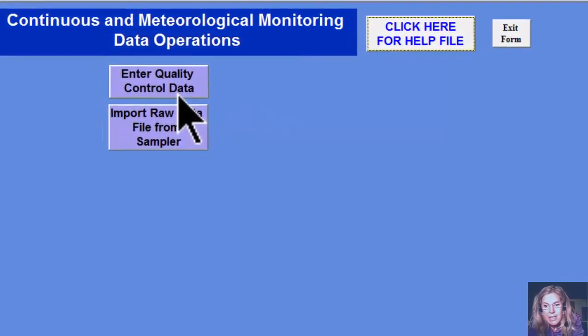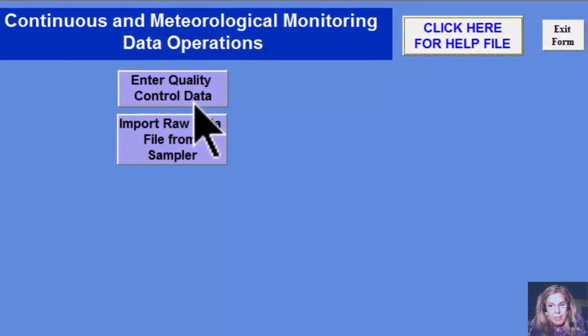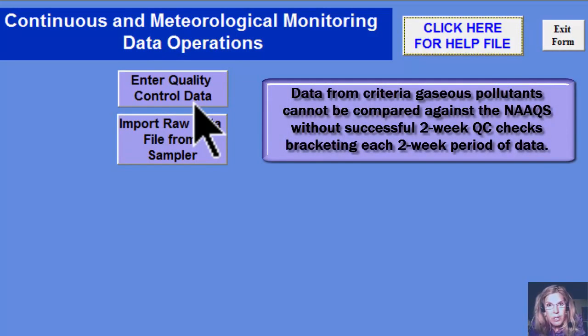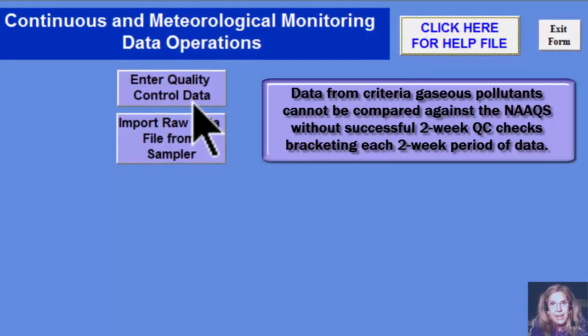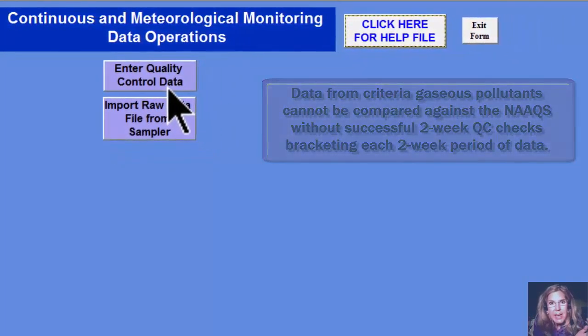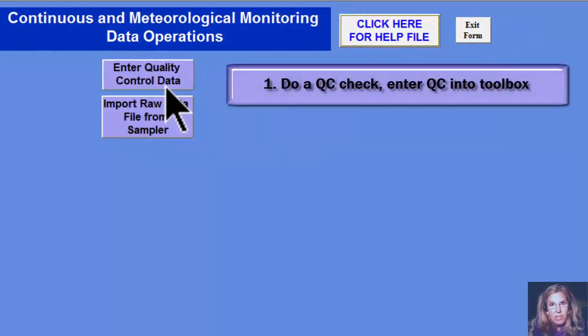We recommend that you enter QC data in 2-week intervals, for example. Most criteria pollutants recommend that at least every 2 weeks you go to the site and do some sort of a QC check. And we know that valid data is a data set that's bracketed at the beginning and at the end by passing QC checks.